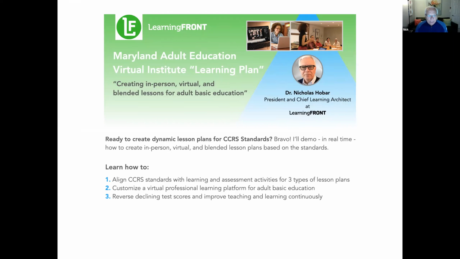There are 3 things really outcomes from tonight. One is to see how we can align the CCRS standards with learning and assessment activities for 3 types of lesson plans, how we can customize a virtual professional learning platform for adult basic education, and take a look at how the process can reverse declining test scores and improve teaching and learning. Okay. Also, after that, I want to just share some ideas for how instructors can share lesson plans and results in a virtual professional learning community.